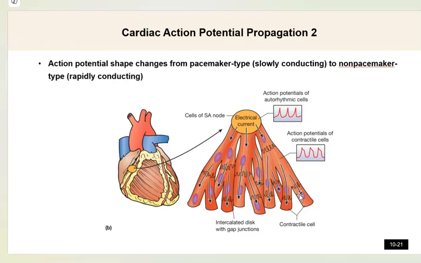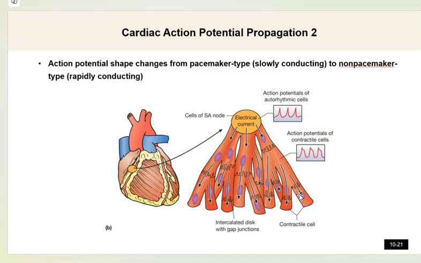In your SA node, your increased L-type calcium current contributes to heart rate acceleration because it lowers the threshold potential. In the AV node cells, increased L-type calcium channels cause increased conduction speed. So with all of this being said, the manipulation of calcium can cause different action potentials within the heart.